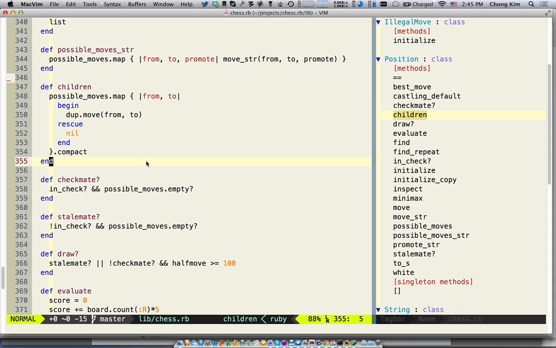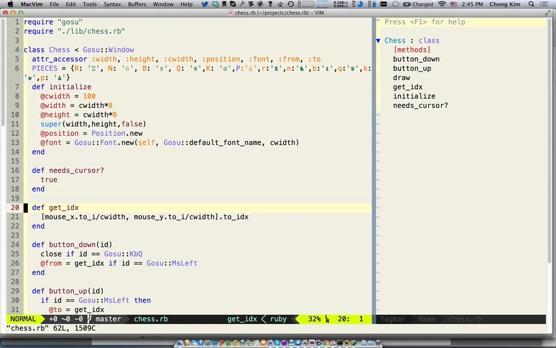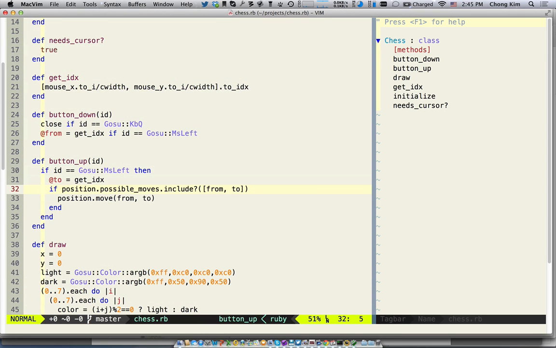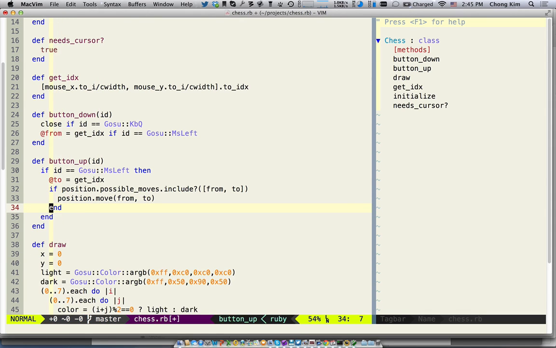Let's go take a look at the game. Minimax looks like it's there, and best move. I think it's just a matter of plugging this in. So let's go to chess, the user interface, and see where we can add this. Here's position move. This is where the piece is being moved. Right after this, let's see what happens if, actually before we do this, we need to say game end.